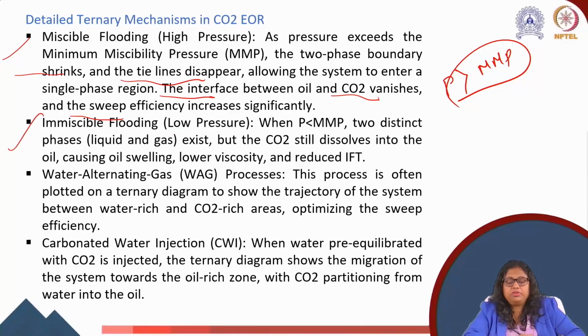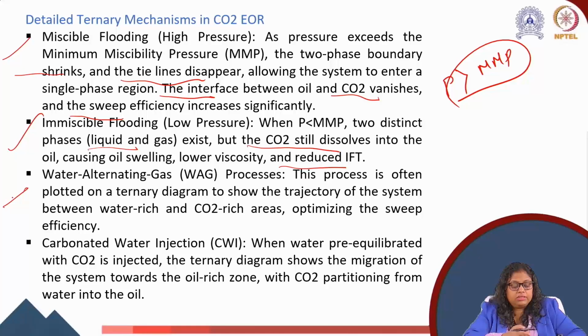Then the second one, we do have immiscible flooding. This is at low pressure. When pressure is less than MMP, the minimum miscibility pressure, two distinct phases, liquid and gas, exist, but CO2 is still dissolved into your oil, and that causes oil swelling, lower viscosity and reduces the IFT.